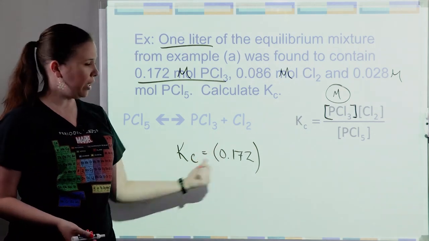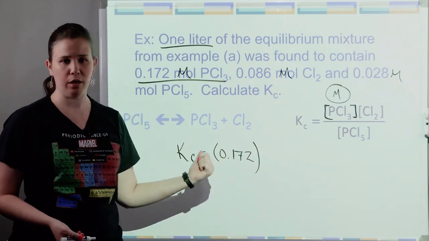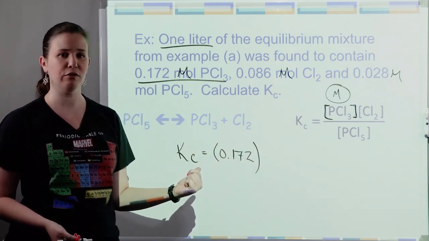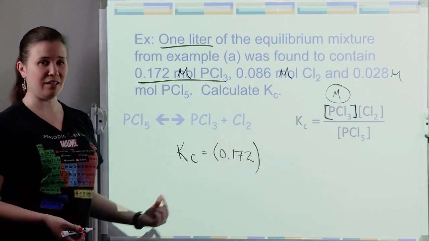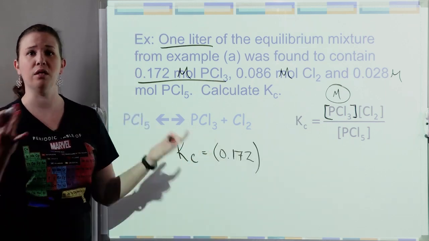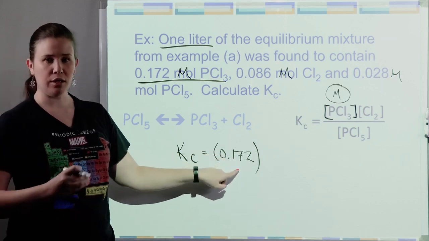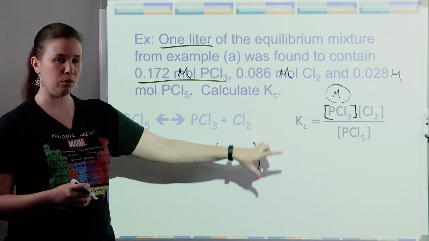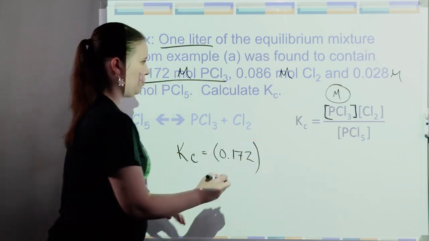However, K does not actually have a unit. So we are not worried about the molarities canceling throughout here. As a matter of fact, half the time they don't cancel. That doesn't matter because K is simply a ratio. Think of it like a percentage. It doesn't really have a unit. So you want to have molarities in order to get the correct answer, but don't worry about tracking the units in order to get a unit for K, because K doesn't have a unit.